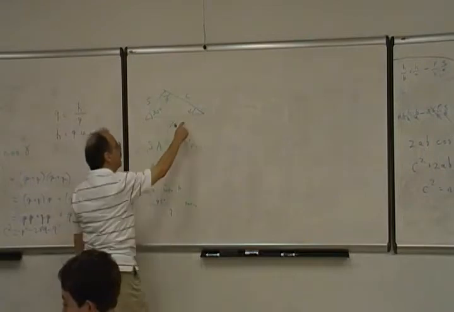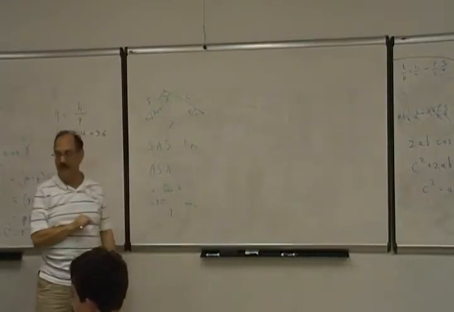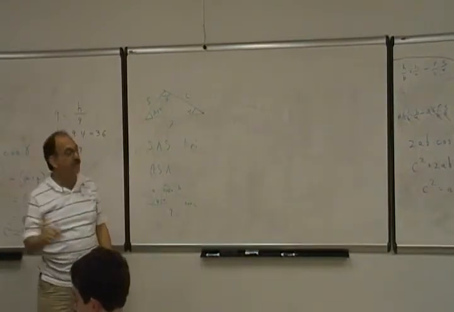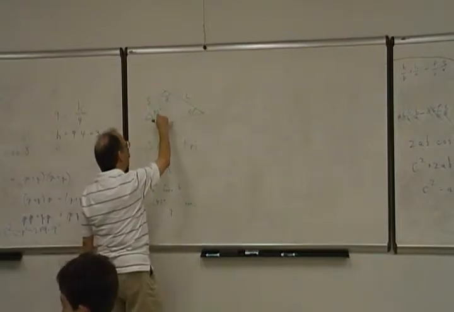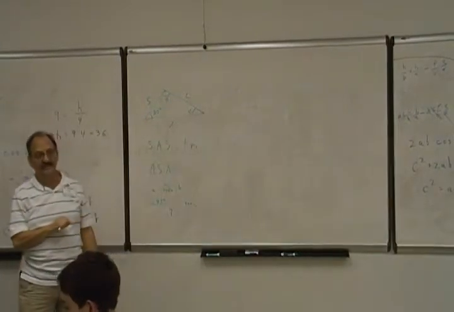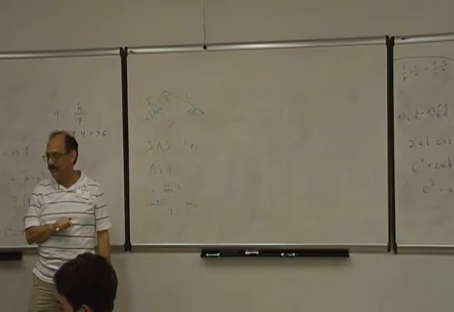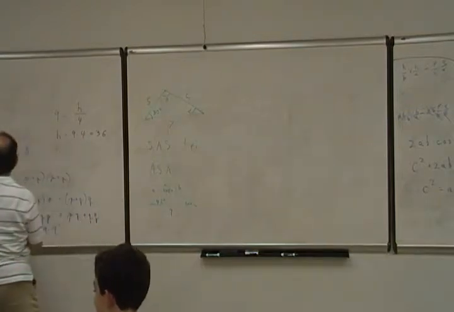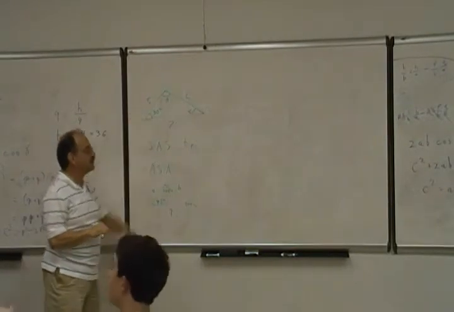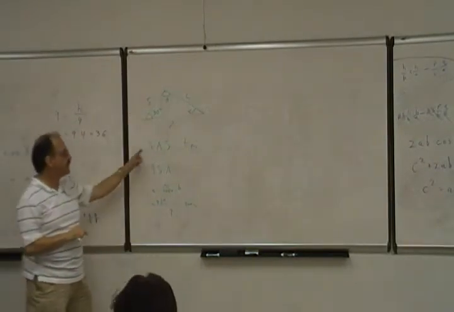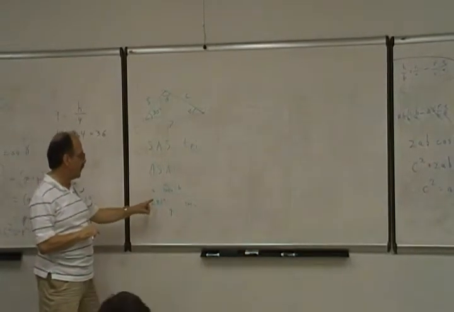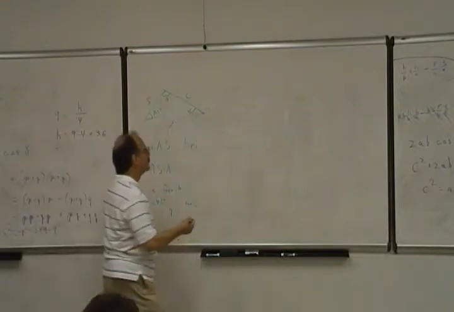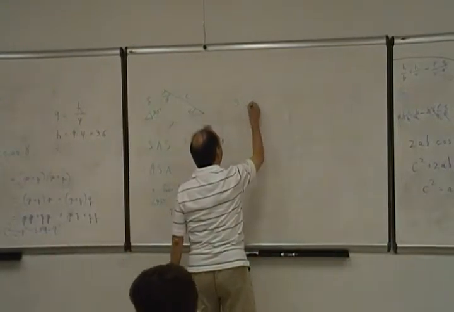Likewise, how do I get alpha? Also law of sines, or 180 minus 30 minus beta, which is easier. Okay? So the law of sines and the law of cosines will allow you to, quote, solve a triangle if you're given side, angle, side, or angle, side, angle, or side, side, side.